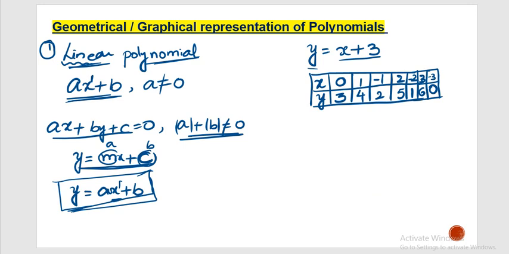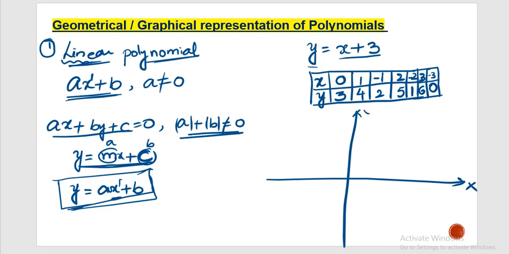So let us draw the graph. So this is nothing but my x-axis and this is my y-axis. So this is x-axis and this is y-axis, and both are perpendicular to each other, right. So this is nothing but my origin.